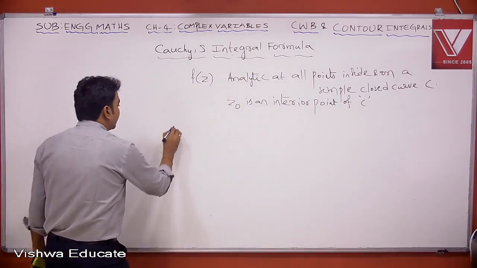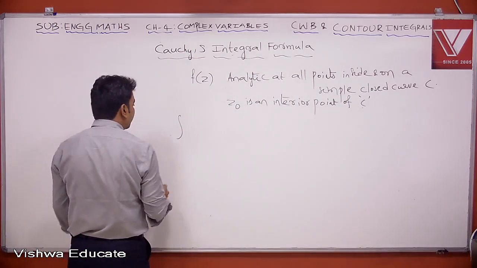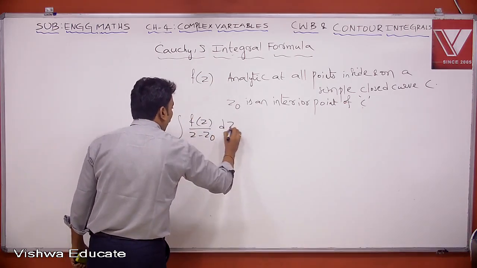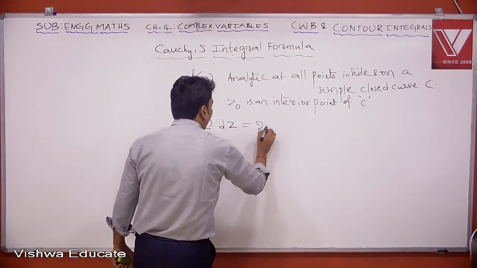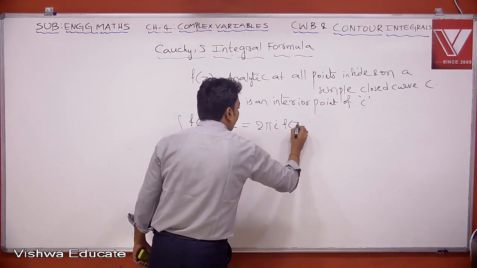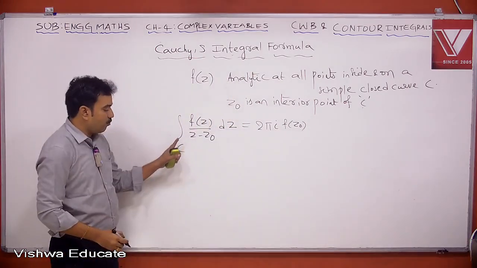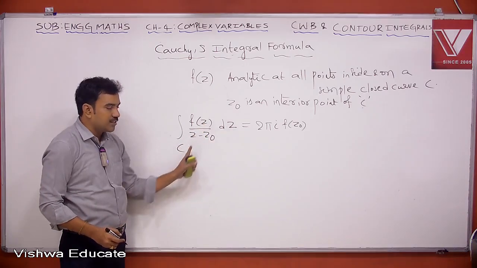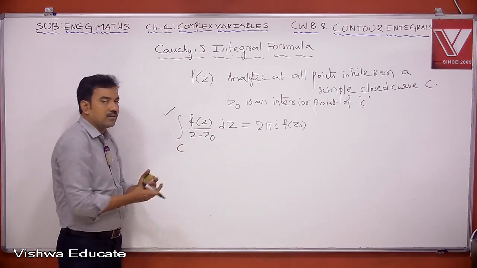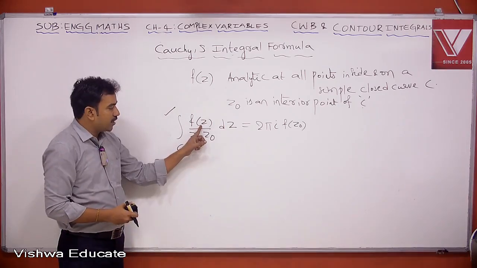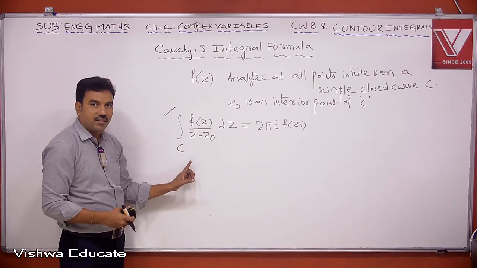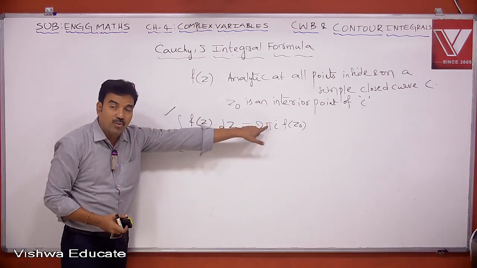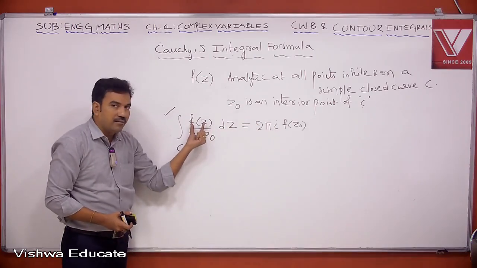So in that case, my contour integral will be like this. Integral f of z by z minus z0 dz over C is equivalent to 2 pi i times f of z0. This is one of the important models of contour integral. Very standard structure for contour integral. This is a multiple of 2 pi i, where i is a complex number whose square is minus 1. 2 pi i into f of z0.